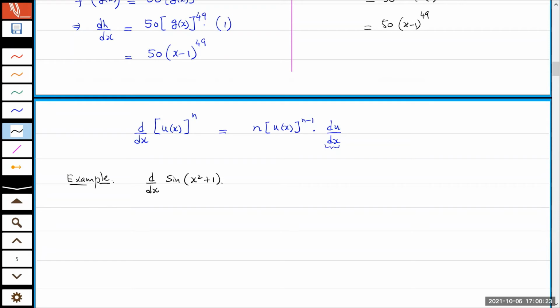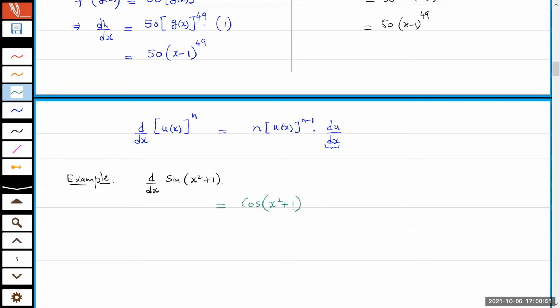For example, in this case, when I look at this expression, it's not sine x. I know the derivative of sine x is cos x, but this is not sine x. This is sine of x squared plus 1. It's different. But at the first instant, I am not going to bother about this x squared plus 1. I know the derivative of sine is cosine, and that's what I'm going to write. So as a first step, I write cosine of x squared plus 1.